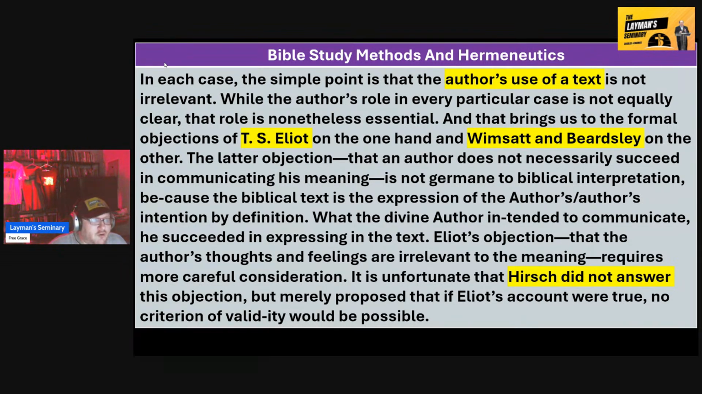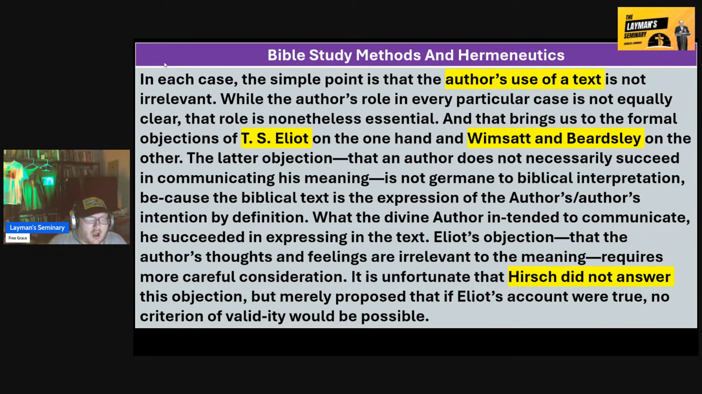And that brings us to the formal objections of T.S. Eliot on the one hand and William Wimsatt and Beardsley on the other. The latter objection, that an author does not necessarily succeed in communicating his meaning, is not germane to biblical interpretation, because the biblical text is the expression of the Author's, capital A, intention by definition. What the divine author intended to communicate, he succeeded in expressing in the text.